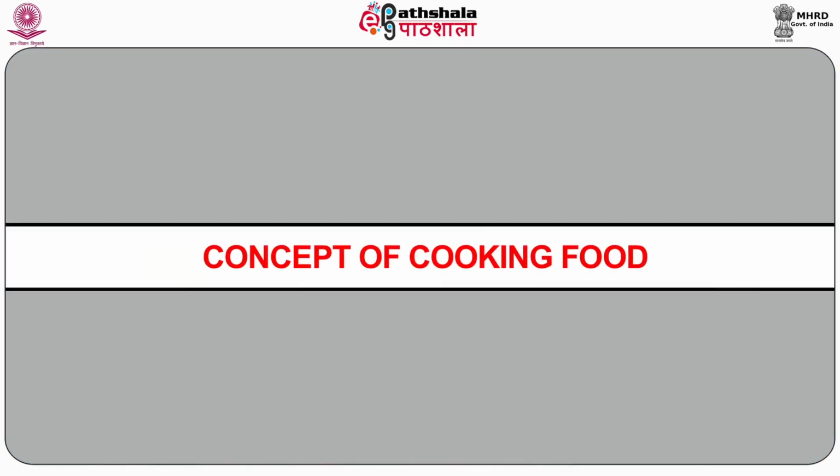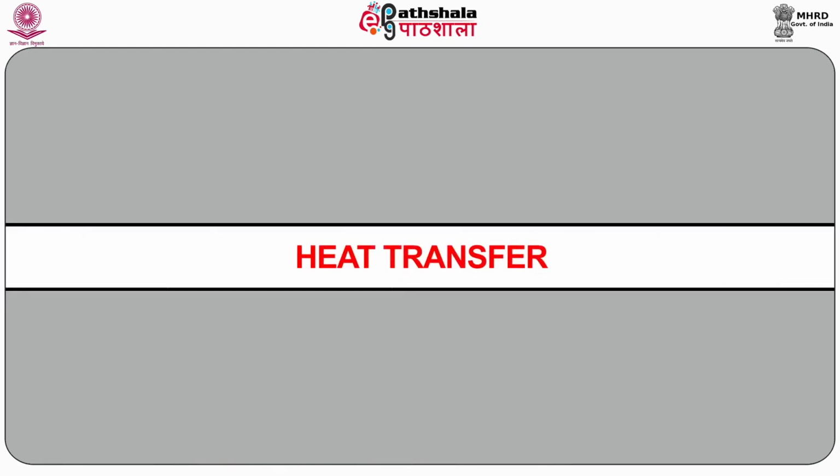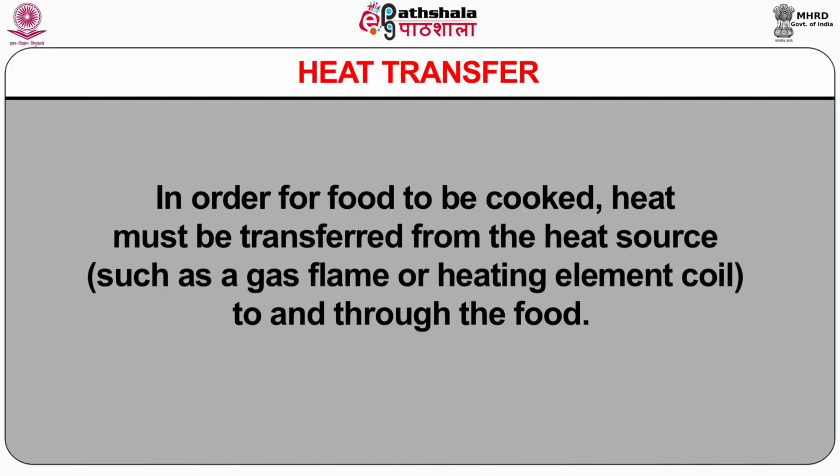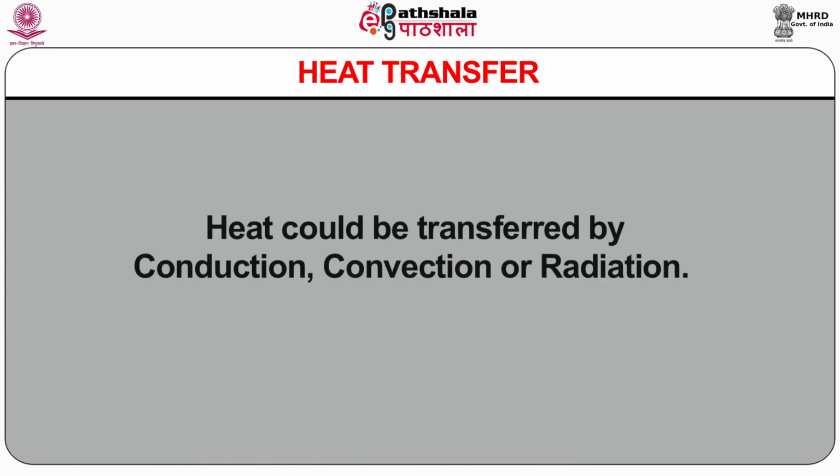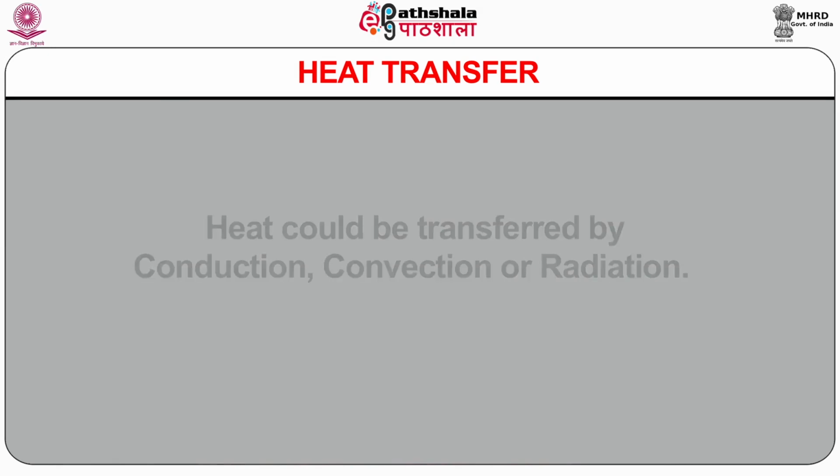Concept of cooking food. Heat transfer. In order for food to be cooked, heat must be transferred from the heat source such as a gas flame or heating element coil, to and through the food. Heat could be transferred by conduction, convection, or radiation.